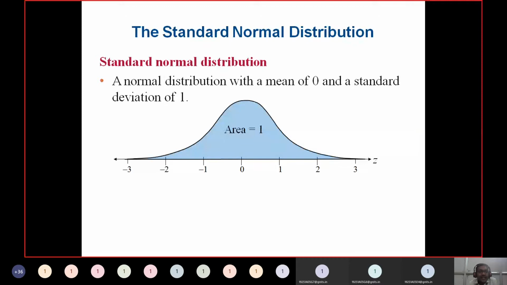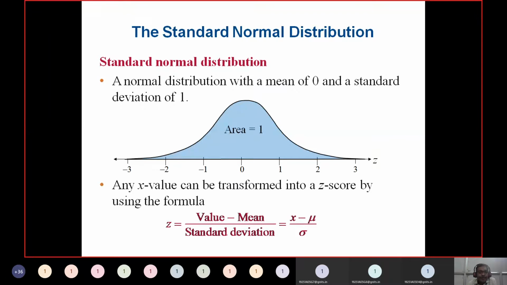The total area under the normal curve is 1. Whether it is a normal curve or a standard normal curve, the total area will be 1. And what is this called? x minus mu by sigma. I said when x is the value of a normal random variable having mean mu and standard deviation sigma, z equal to x minus mu by sigma is called the z score. You remember? Why do we use this z score? To find the probability from a standard normal distribution.